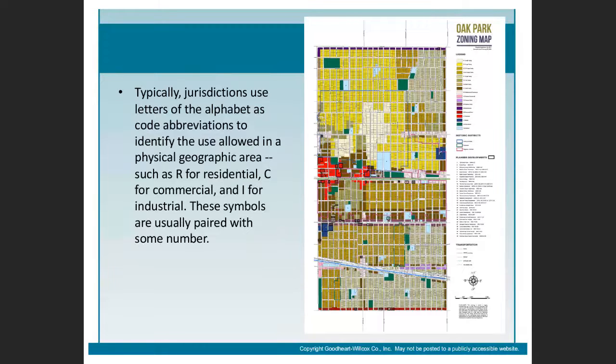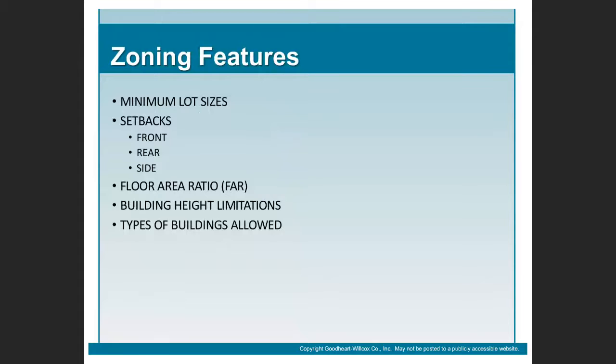It's a little hard to see, but typically jurisdictions will have a zoning map, and they'll use some kind of abbreviation or a combination of a letter and a number to indicate what's allowed in that particular area. This is the Village of Oak Park zoning map. Sorry, it's a little small when I shrink it down and put it on this slide. On that zoning map, it'll typically be tied with some text that talks about the various characteristics.